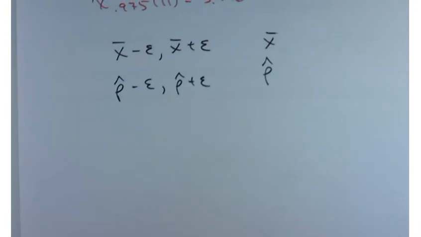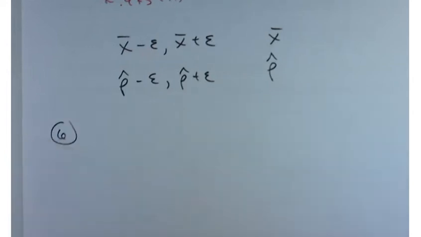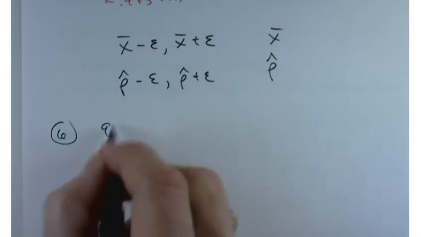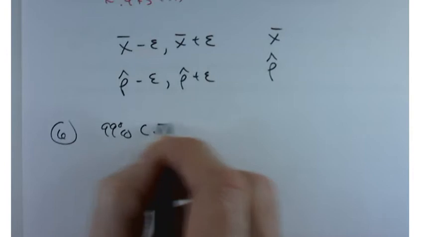Okay, so problem number 6. Just kind of a nice bread and butter problem. It says we want to find a 99% confidence interval for the standard deviation of the weight of dollar coins. So let me write down the relevant information that we're given here. 99% confidence interval.